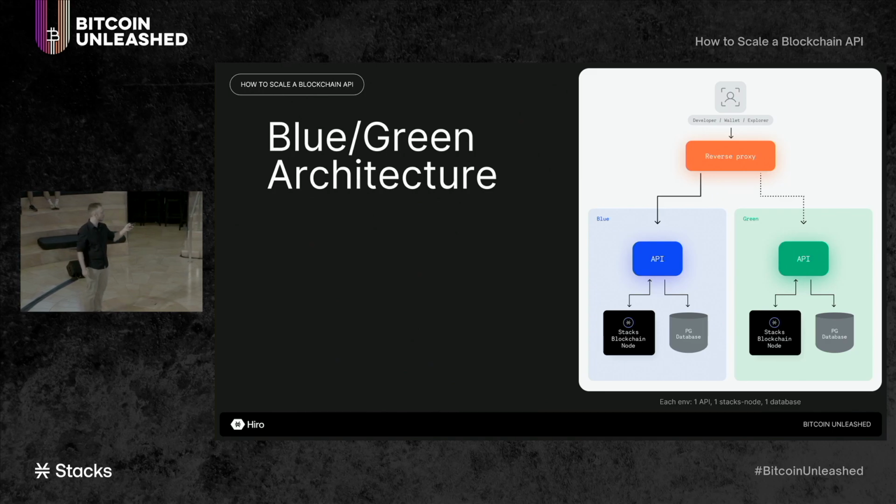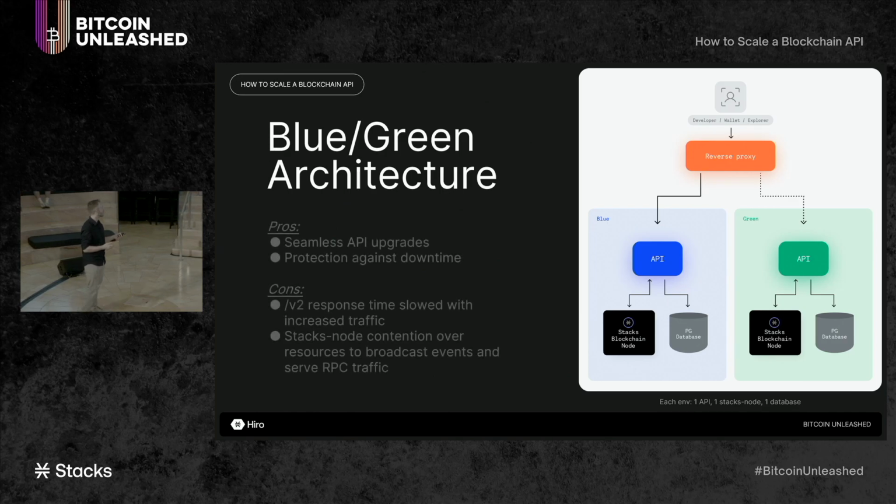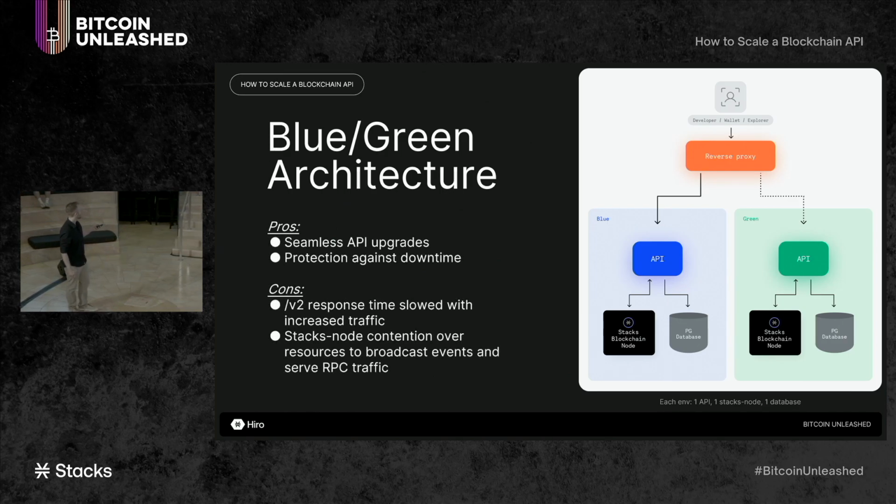So in this picture, we have traffic live to just the blue environment through a reverse proxy. So the API would service requests in the blue environment. And if we needed to upgrade that environment, we would be able to switch traffic to green, upgrade blue, and then switch traffic back when needed. So it allowed for a seamless user experience, essentially. Allowed for seamless API upgrades and protection against downtime.